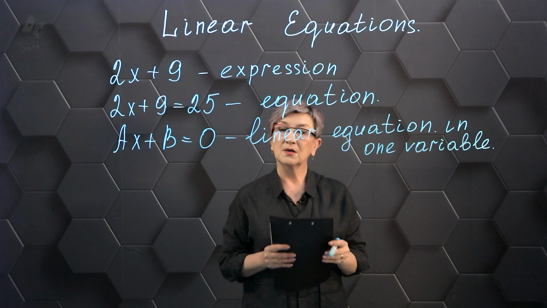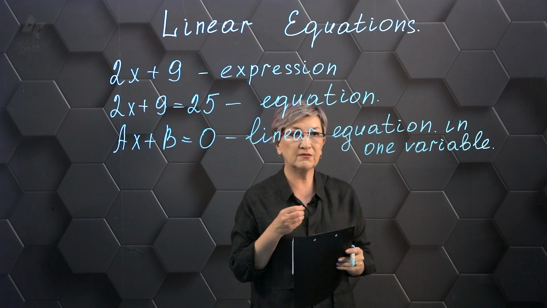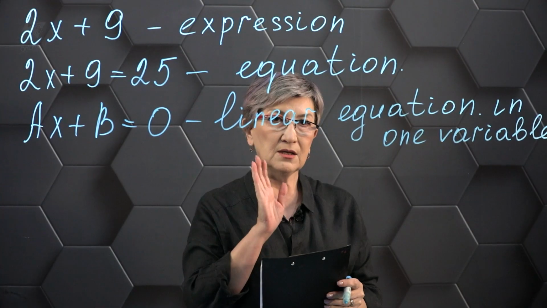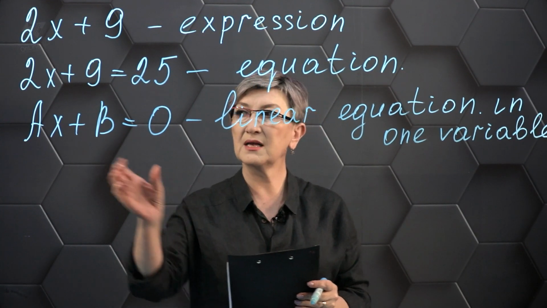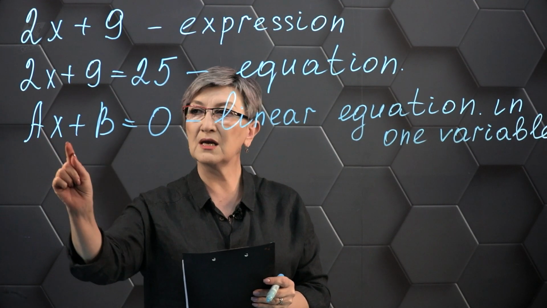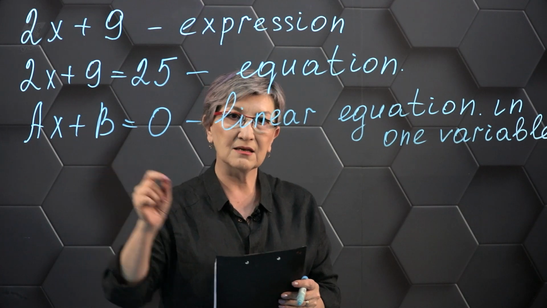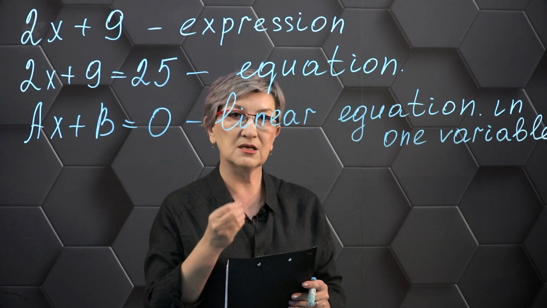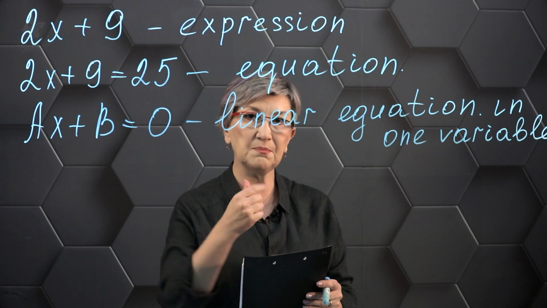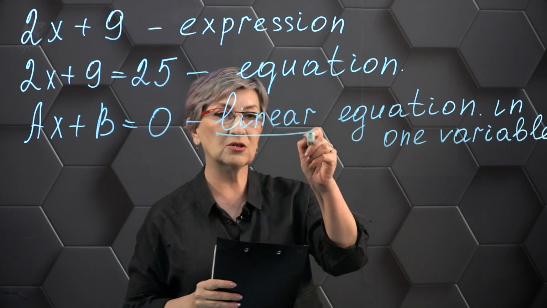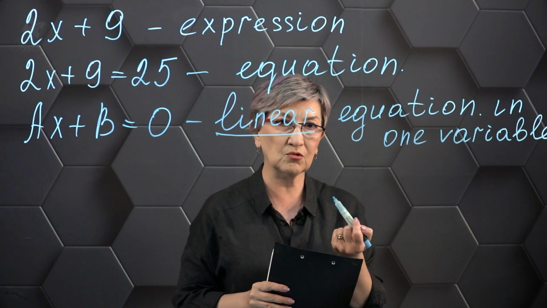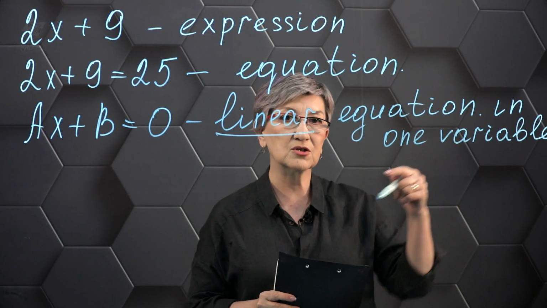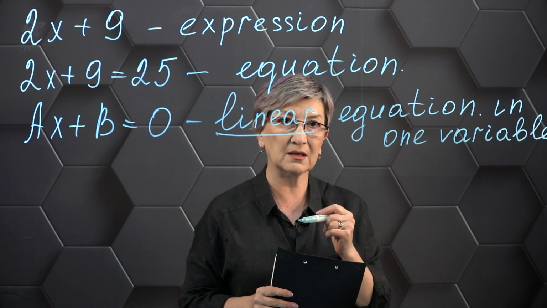Let's remember what the variable is in the equation. I'd also like to point out that in our equation, the variable x is of the first degree. If an equation contains a variable of degree 1, then the equation is called a linear equation. But I added that this is an equation with one variable.